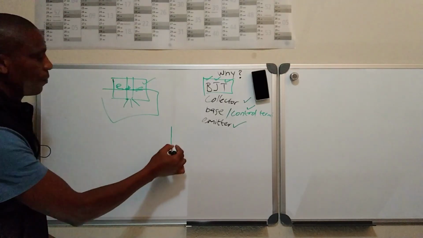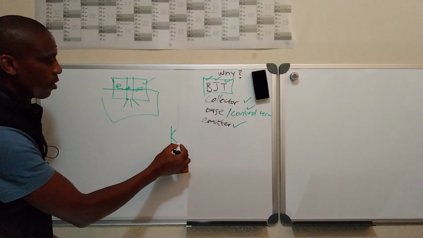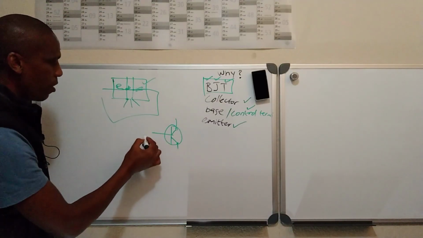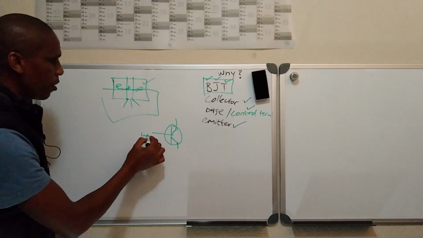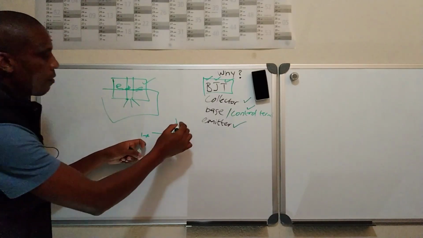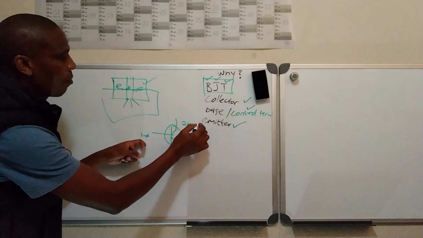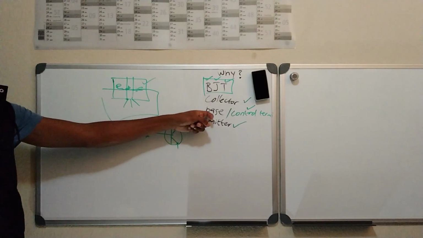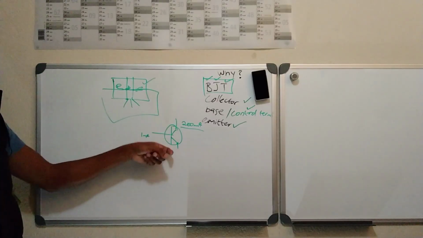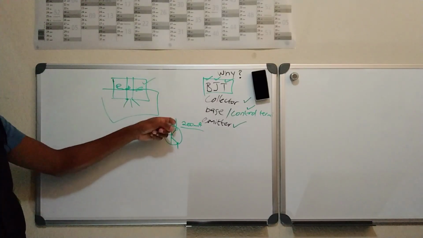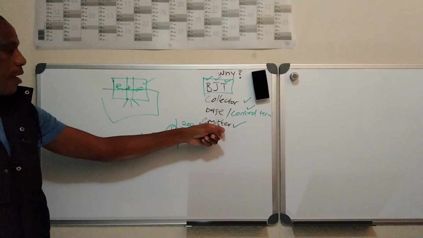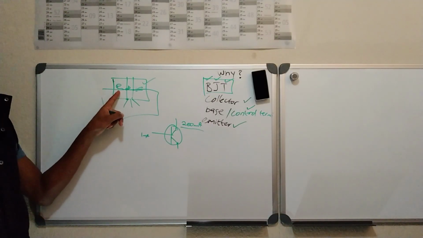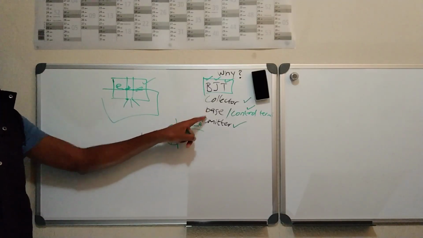Remember that if we inject 1 milliamp through the base, we might get 200 milliamps on a collector. So the base controls the operation of a transistor. And the emitter, what does the emitter do? It emits the charge carriers.